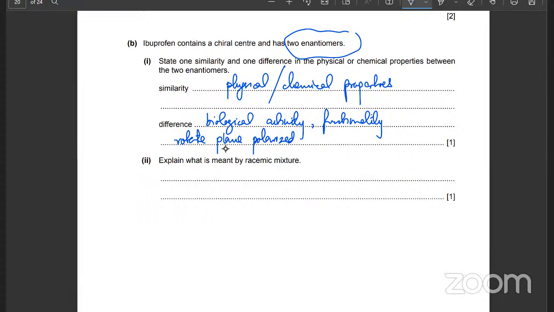Oh, sorry, plane polarized monochromatic light is rotated in different directions.